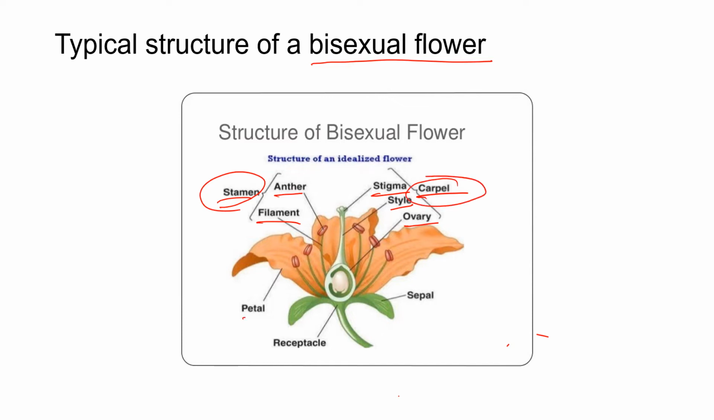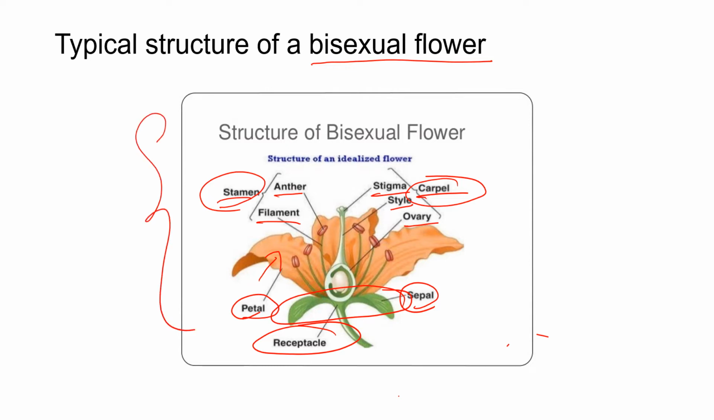Now these are the petals. This green part is the sepal, and this is the receptacle. These parts we are going to study in detail in the coming slides, but here we are just getting acquainted with the diagram. Okay, is it clear to everyone? This is the anther, the filament, the style, stigma and ovary. This is the carpel, the female part, and this is the male part.